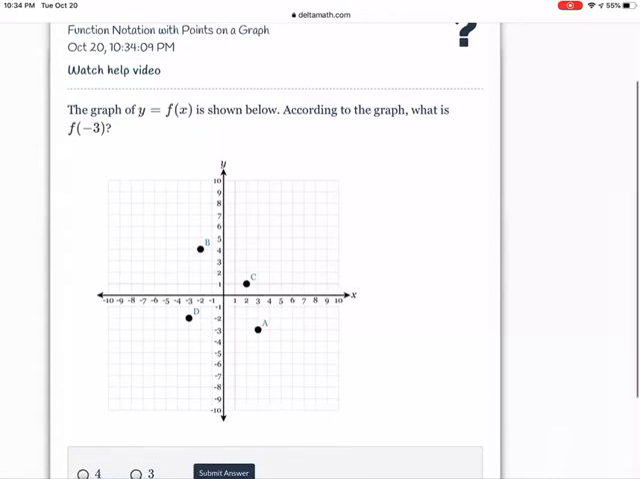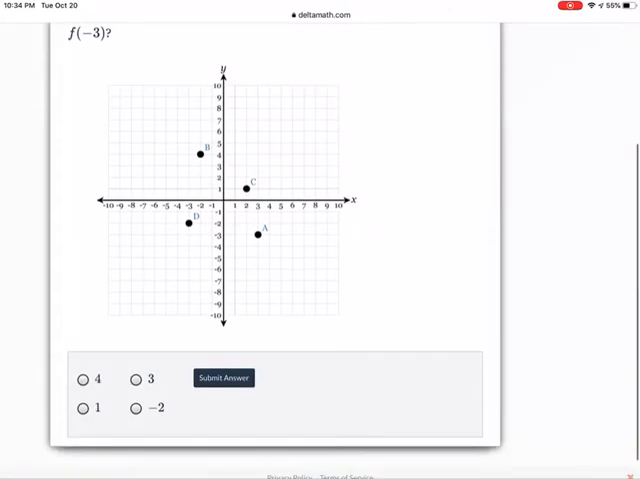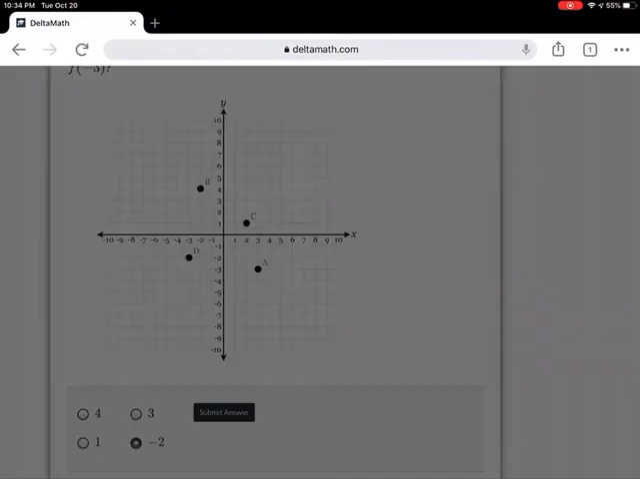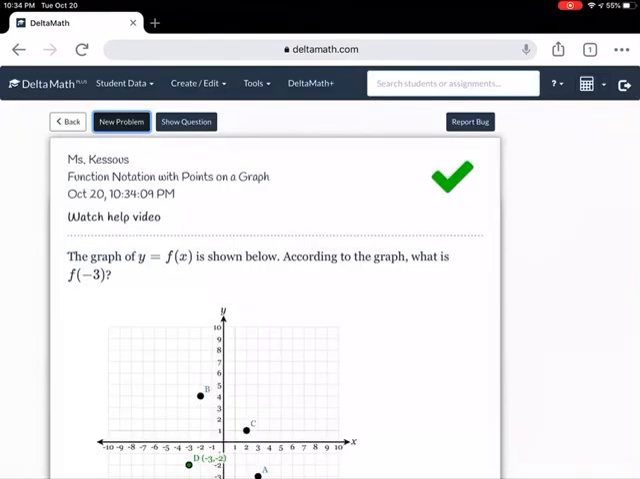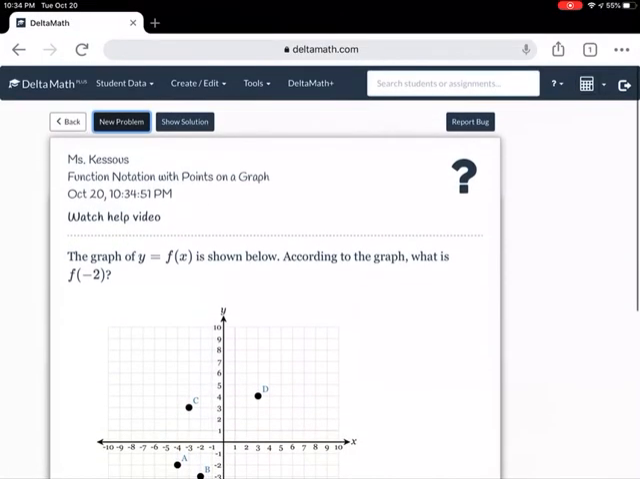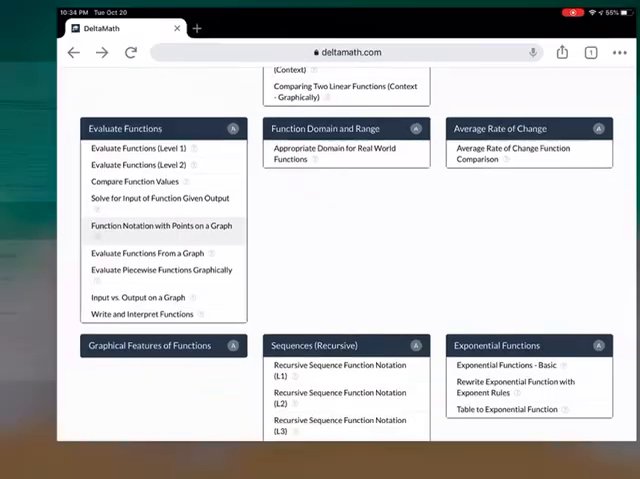If I look at point A, that's 3 on the x-axis. Point C is 2 on the x-axis. Point B is negative 2. D is negative 3, so D would be my answer. And then I see what the y is equal to, and it's equal to negative 2. And that's what I would submit. Okay? Sometimes it'll ask you for the letter. Sometimes it asks you for the value.